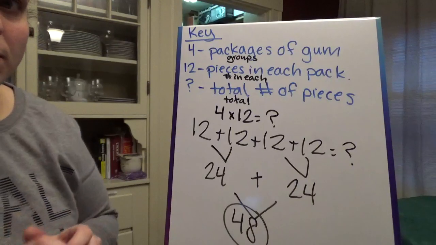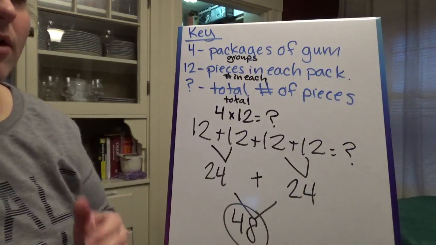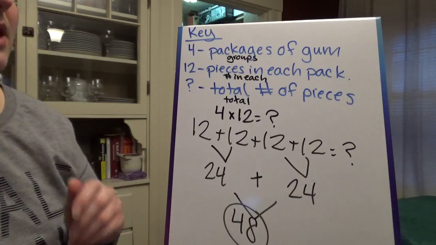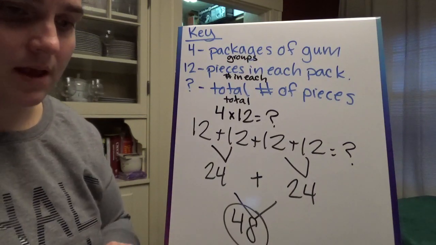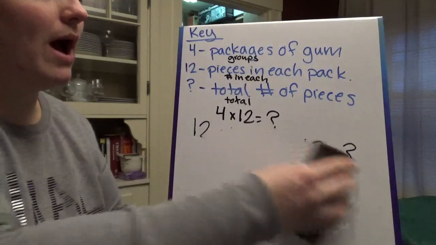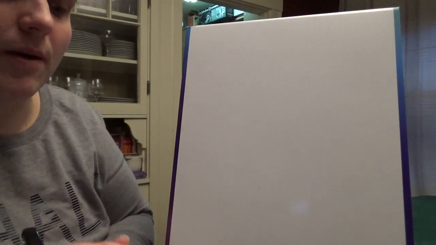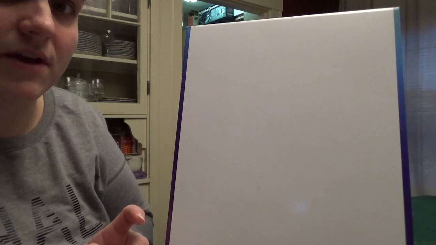So we haven't solved the problem yet, but we did figure out the first part. We know that her sister has a total of 48 pieces of gum. So now we need to know how many she has left. So if she has 48, but she decides to eat 8 pieces of gum, take about 30 seconds to figure out and write down a number sentence that would represent the second part of the problem and figure out how many pieces of gum she has left.